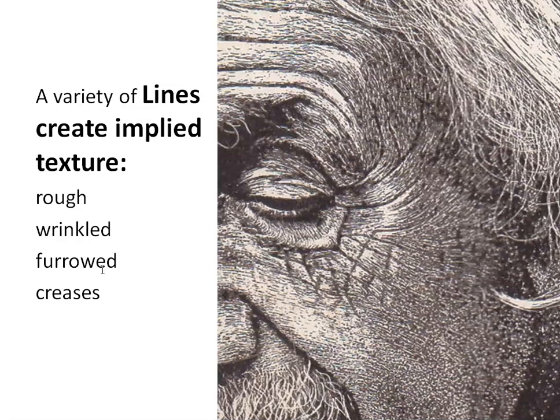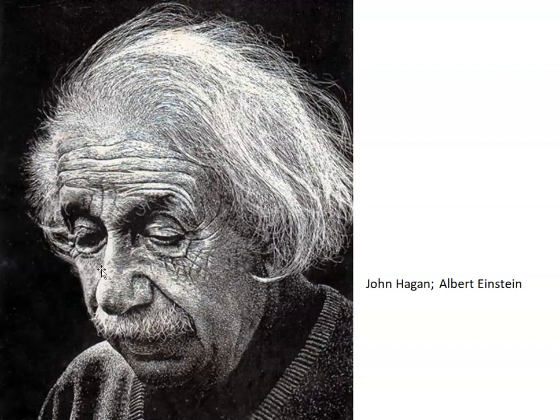There's a variety of lines that can imply or suggest a texture. So all the little crinkles around Albert Einstein's little eyes there, they're not actual textures. It's a drawing. But it looks like it would be a texture of that wrinkled, rough, furrowed creases in his face. If we want to zoom out, we can see the whole picture here. It almost looks like you could reach out and touch the wrinkles on that face.